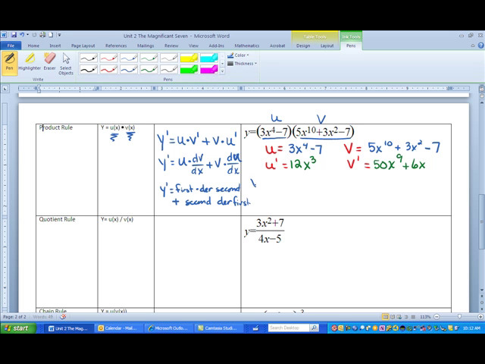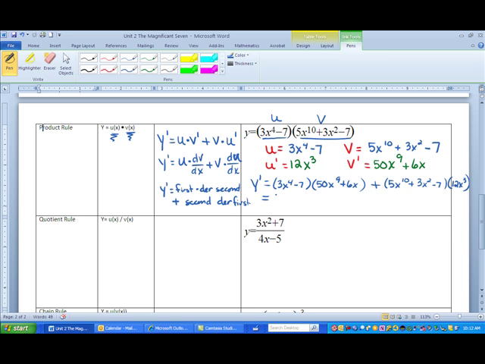So now to find my derivative, it is u times the derivative of v. The derivative of v is 50x to the 9th plus 6x. Plus v, which is all of this, times the derivative of u, which is 12x cubed. And so now we need to do some cleaning up.